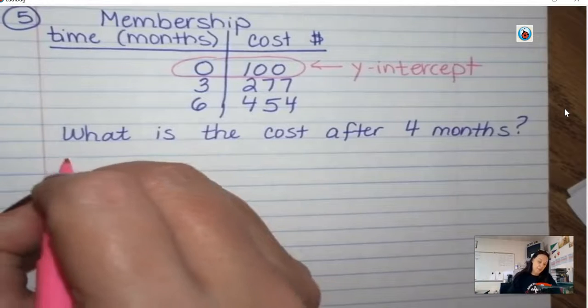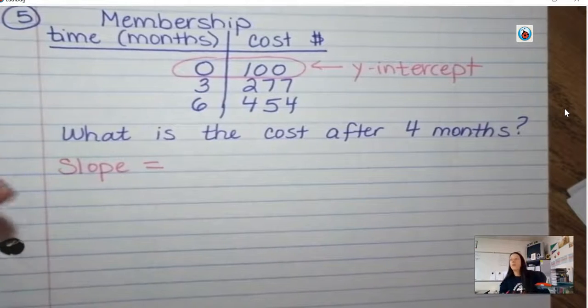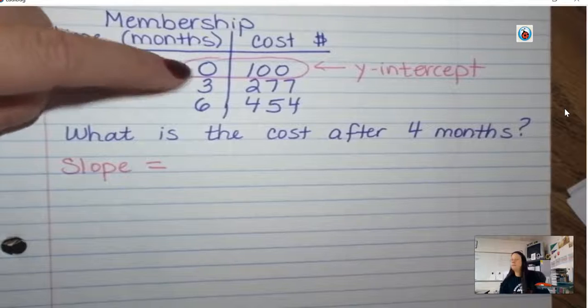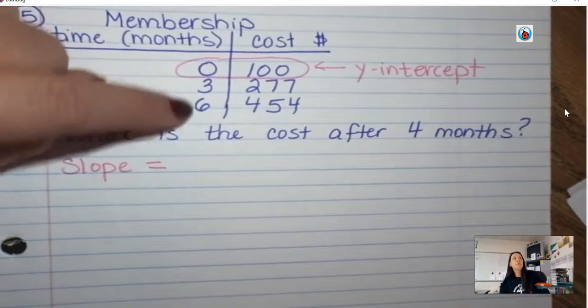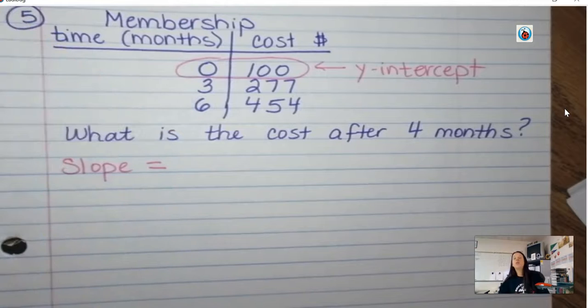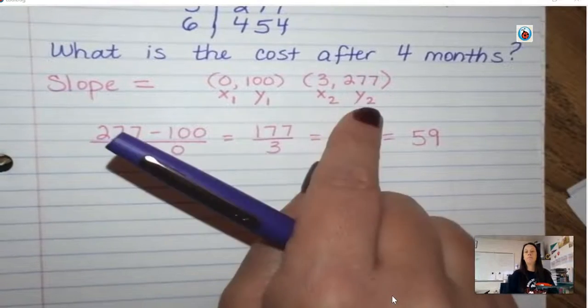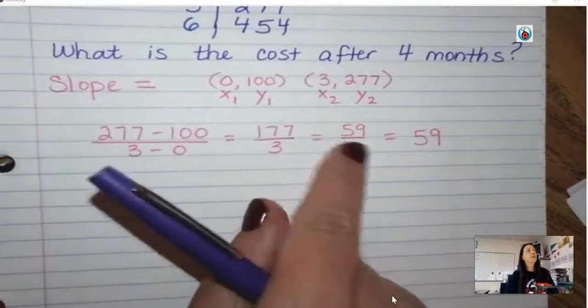So go ahead, pick 2 points. Right now they give you 3 points. 0, 100 is a point. 3, 277 is a point. 6, 454 is a point. Pick 2 of those points and find the slope. Go ahead and do that. Well, I used these 2 points. You can pick whatever 2 points you want. Don't forget to reduce it all the way down.